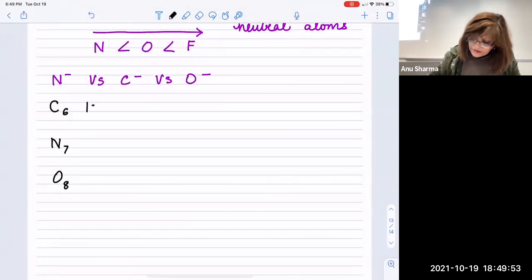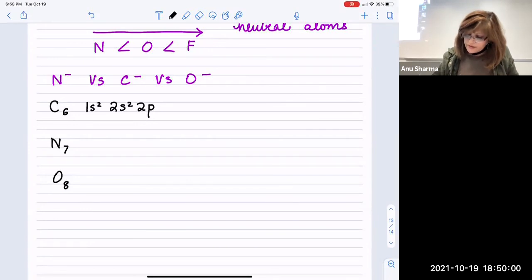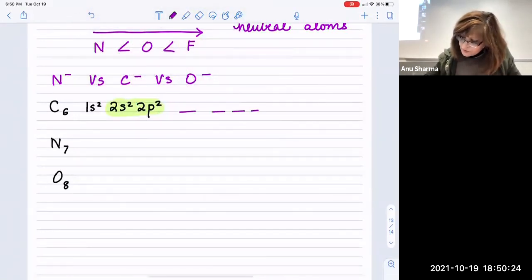So here it is 1s2, 2s2, 2p2, and this becomes 2p3. So why? Look at this: 1s2, 2s2, 2p2. Focus on this 2s2. This is the last example we are doing. After that, we'll wrap up. So here is the 2s2 and 2p2.